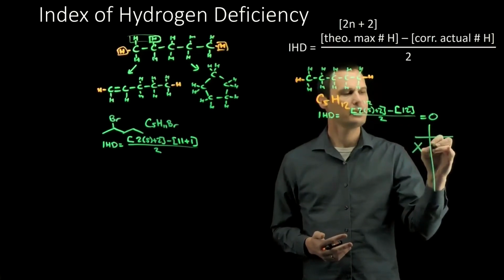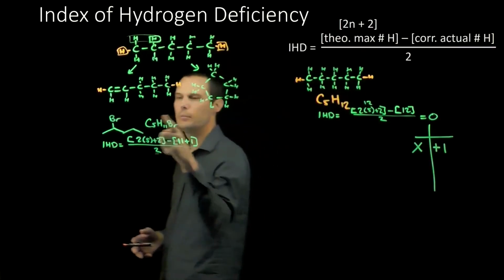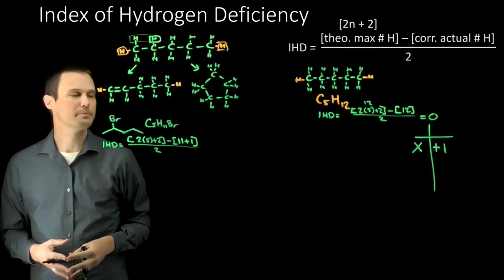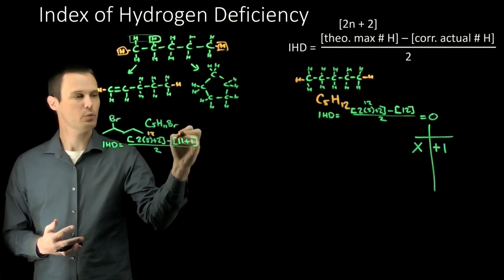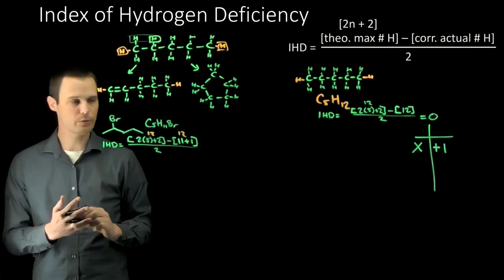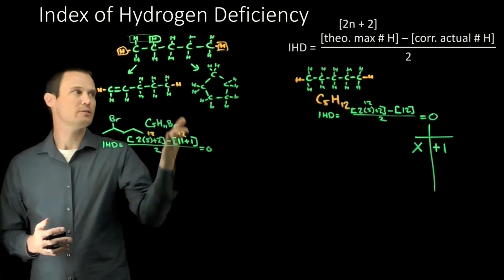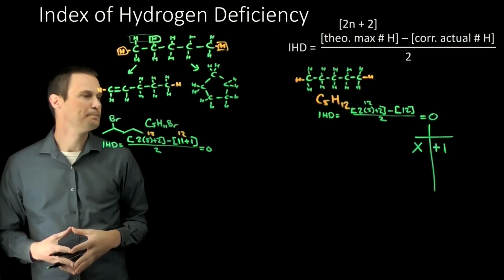If I have a halogen in the molecule, I correct for that by adding 1 hydrogen back in, because that bromine, that halogen, is taking the place of 1 of the hydrogens. If I then go through this calculation, 2 times 5 plus 2 is 12, 11 plus 1 is 12, 12 minus 12 is 0, over 2 is 0, which I knew anyway. But now we can start to understand what I mean by correcting the actual number of hydrogens.